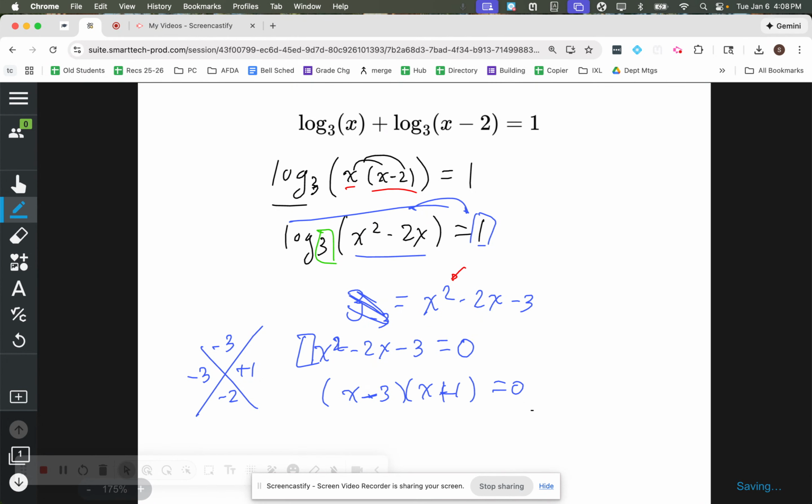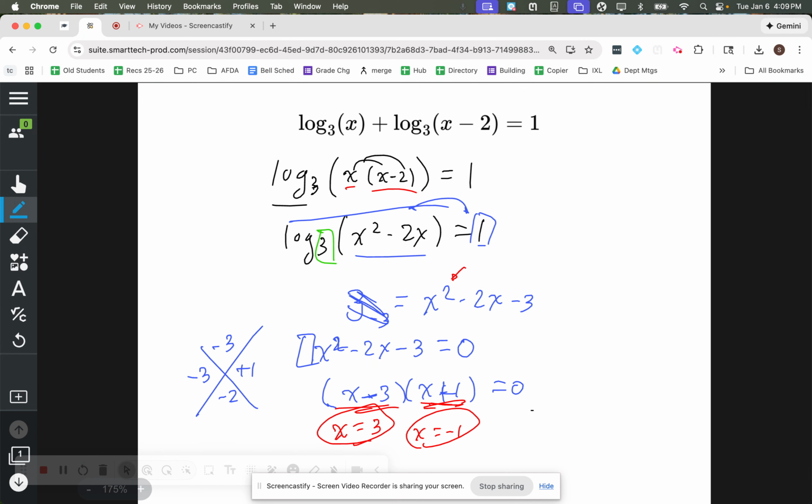Equals 0. Okay, zero product property means when you set up a product and you know it equals 0, the solutions are setting these factors to 0. These, I'm going to say, are potential solutions. Why do I say that? Because you have to put them back into the original equation and make sure you don't have any problems. Because if you do, then one or both of these will be extraneous.